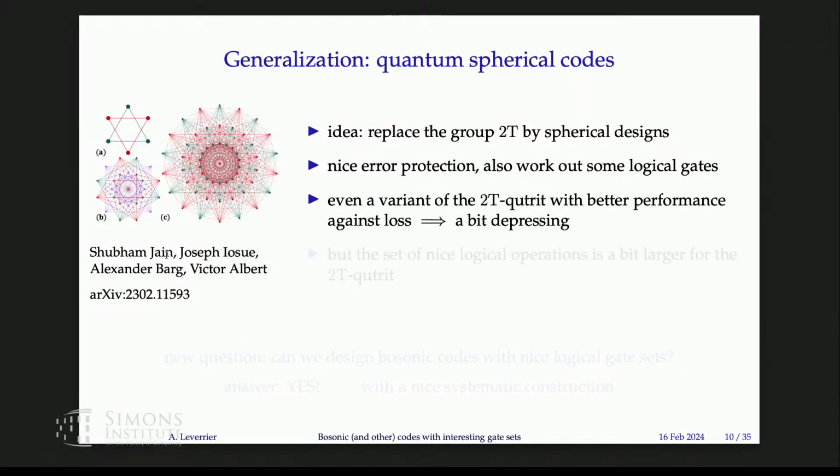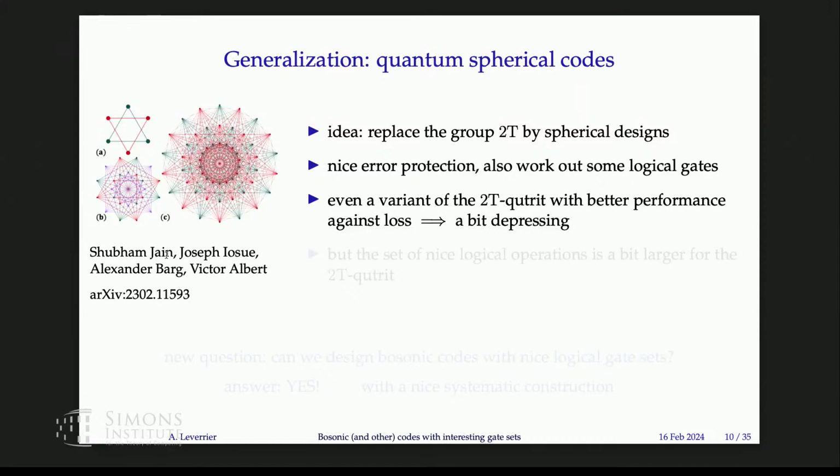And then a few months after we had our preprint out, Victor, Sasha, Shubham, and Joseph came up with a very broad generalization called quantum spherical codes, where the idea is to do kind of the same thing, but you replace the group 2T by some spherical designs. When you do that, you get very nice protection because of the symmetry of these things. And they can also work with some logical gates.